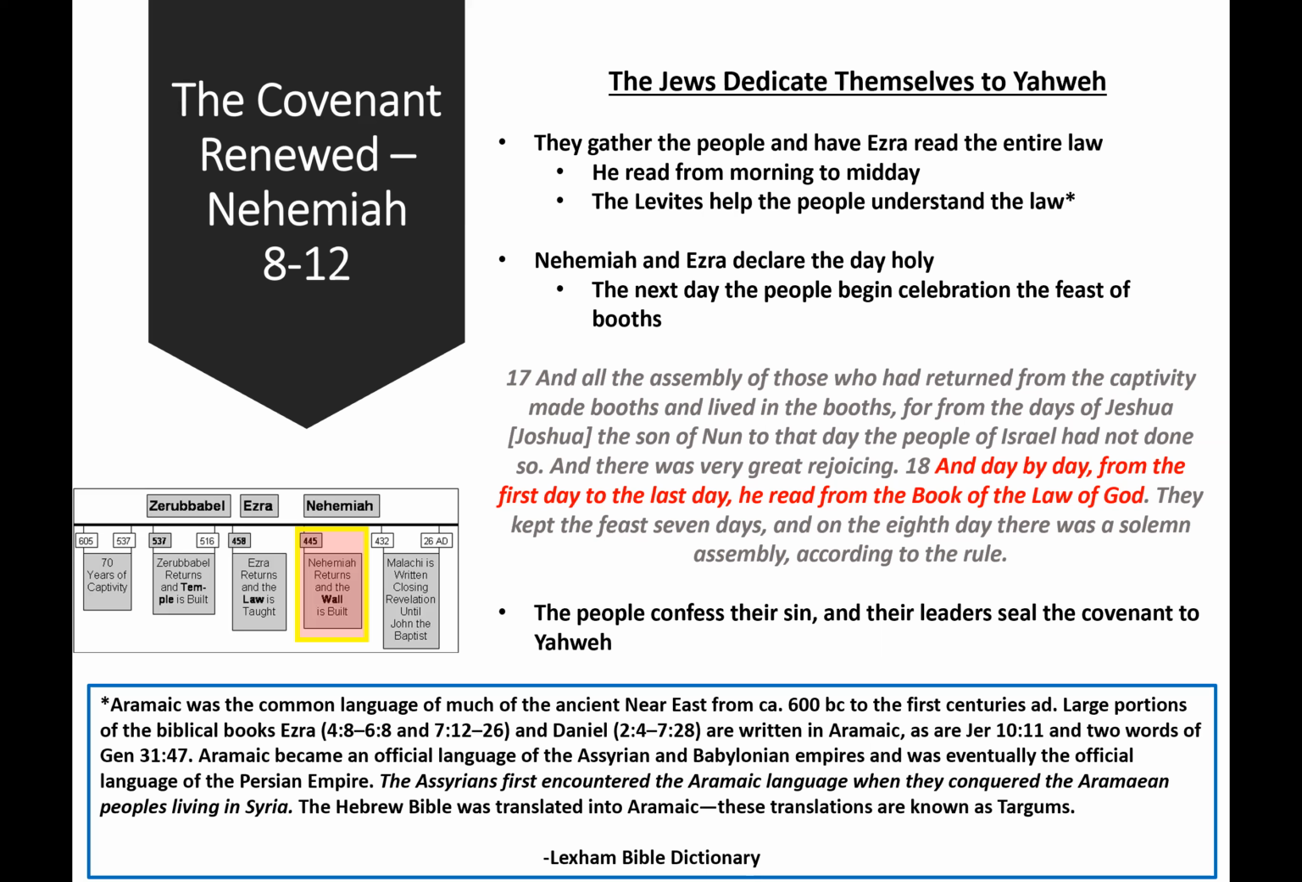And day by day, from the first day to the last day, he read from the book of the law of God, talking about Ezra. So Ezra read the book of the law every day for 7 days. They kept the feast 7 days, and on the 8th day there was a solemn assembly according to the rule. So the people then confessed their sin. They've heard and they've learned the law. For those that did not know it, the people confess their sin, and then the leaders seal that they're going to covenant to Yahweh. They seal the covenant to Yahweh.